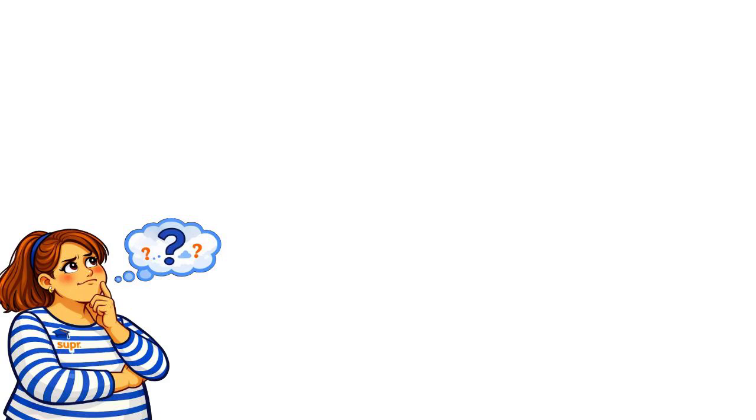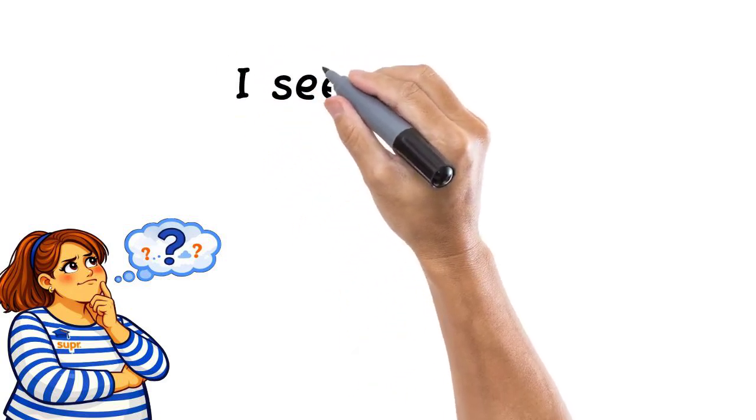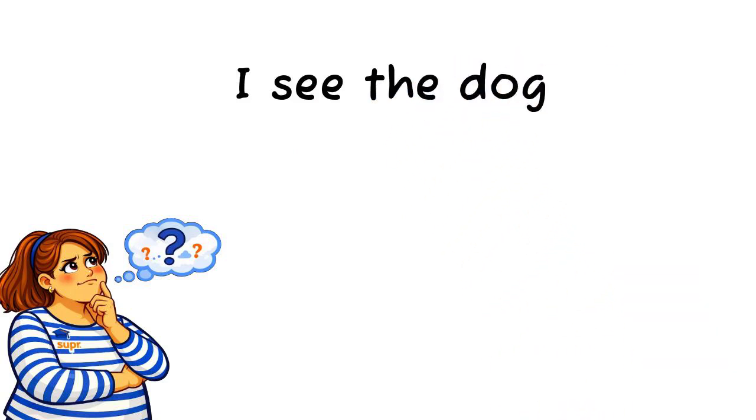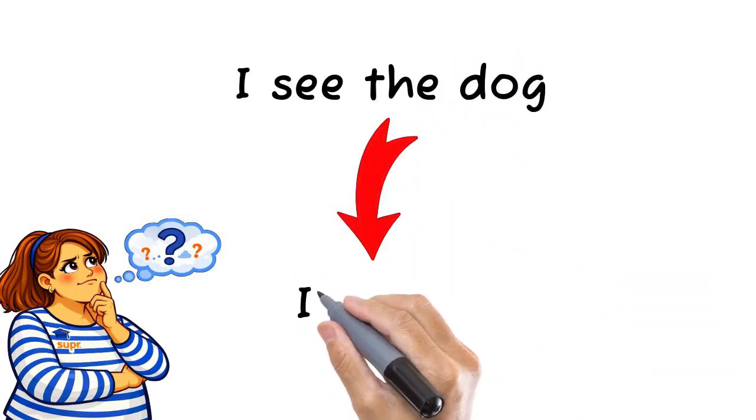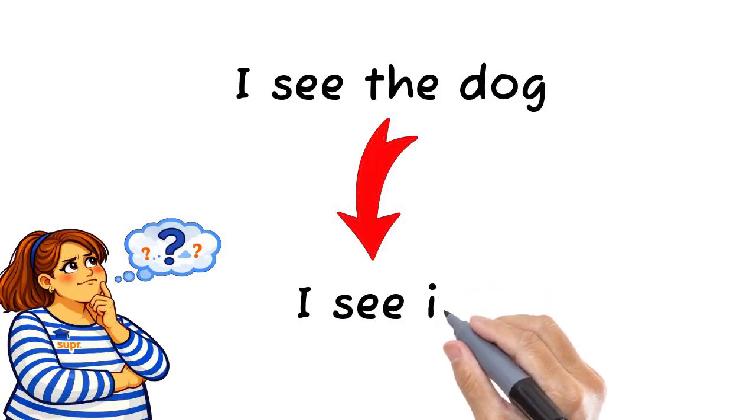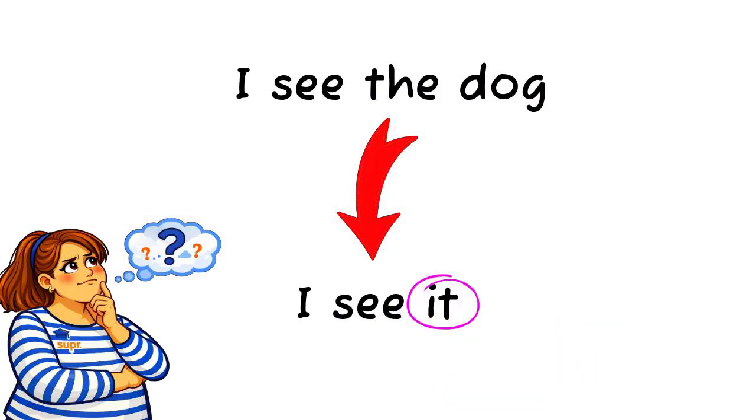So for example, in English, you might say, I see the dog. The dog is the direct object of the verb see, and we want to replace it with a pronoun. So it would become, I see it. The it replaces the noun dog.